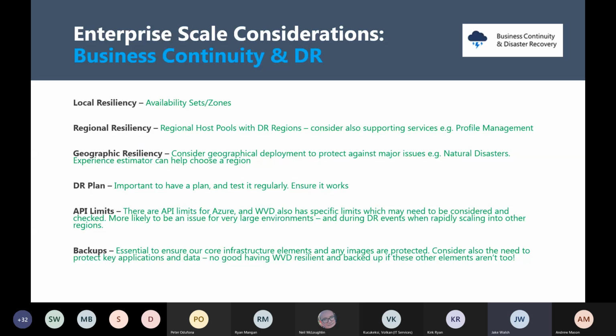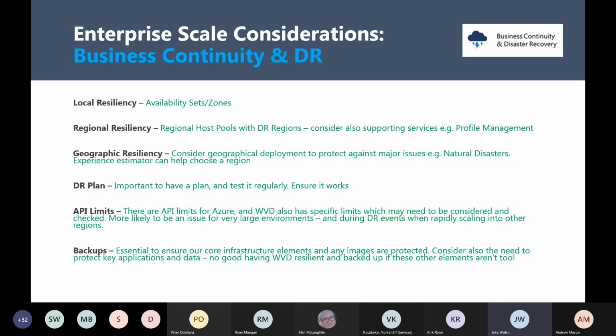Something to consider, you'd have to get to very large environments for that to happen, but it is worth the consideration. Again, kind of last point on this really, but backups are still critical in the public cloud. We need to ensure our core infrastructure elements and our images are protected.